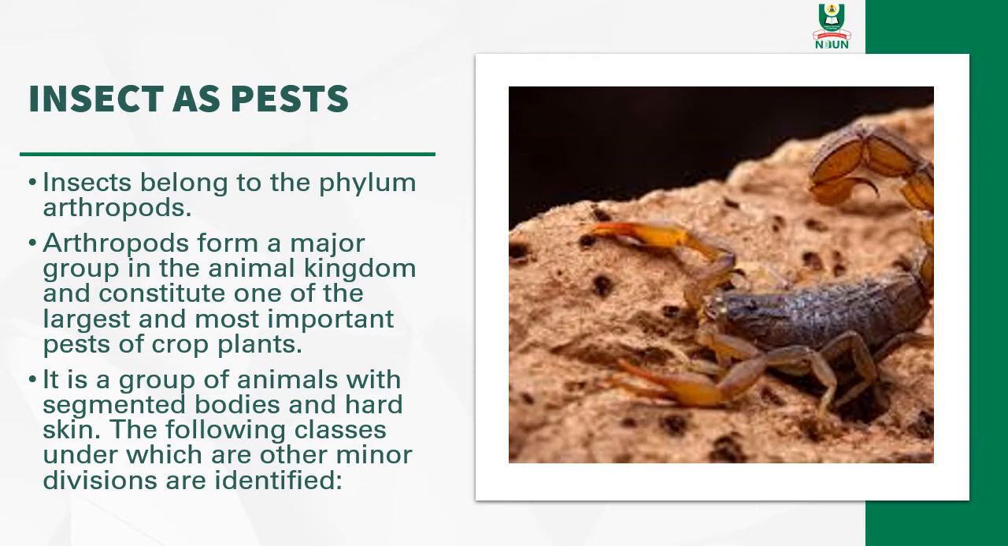And hard skin. So they possess an exoskeleton, which is chitin. So their skeletons are on the outside. That's why their skins are usually hard. And the following are classes of insects. You don't just call them all insects, though they are collectively, they still have classes. So it's not everything you call an insect. They have classes.